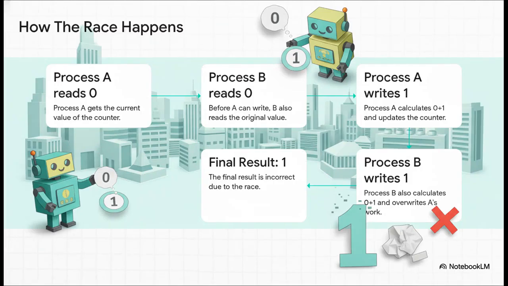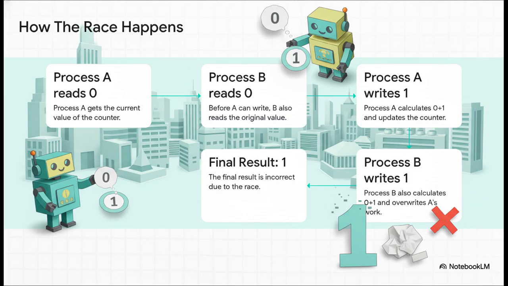So here's how it all goes wrong. Watch this. Process A reads the counter. The value is 0. But then, and this is the key part, the system switches tasks for just a split second. Now it's process B's turn. It also reads the counter. And what does it see? It still sees 0. So now both A and B think the number is 0.